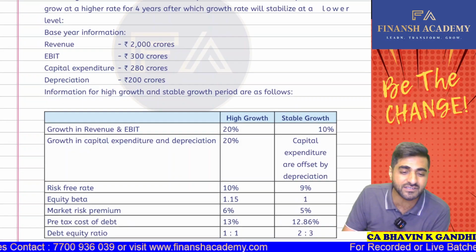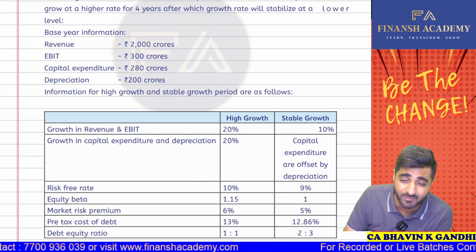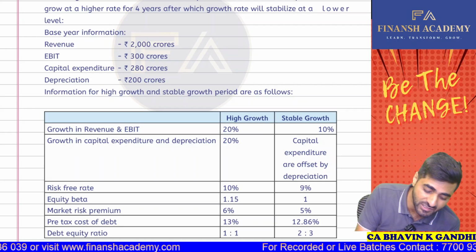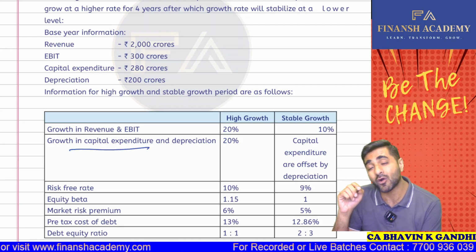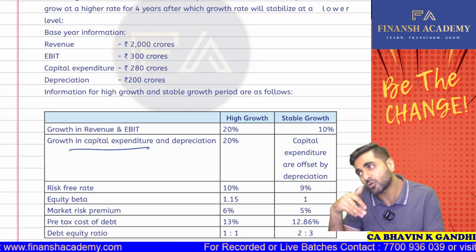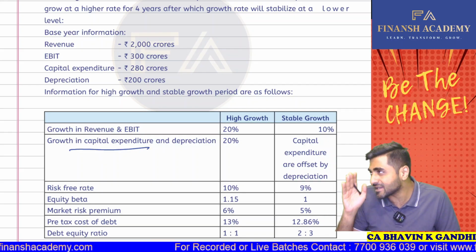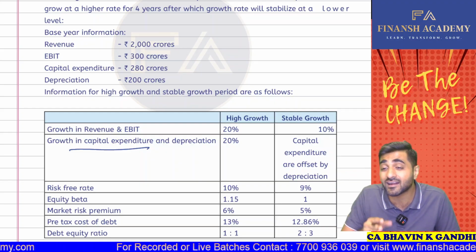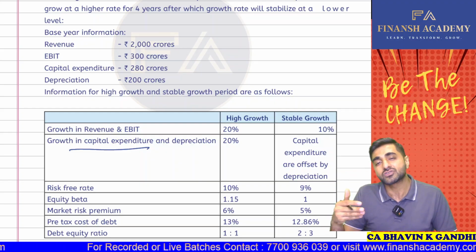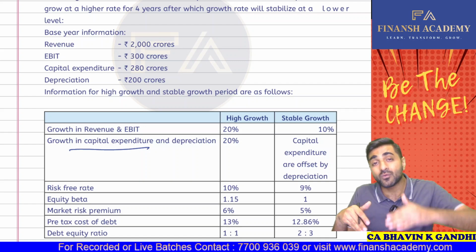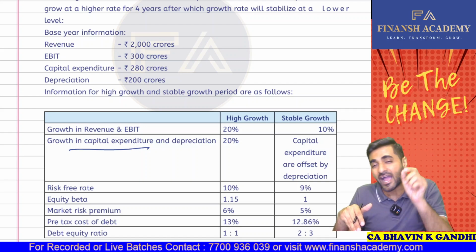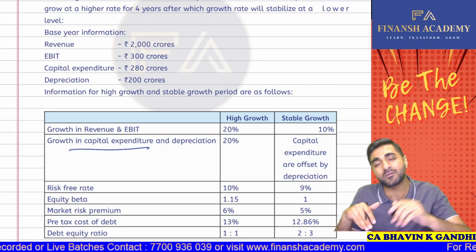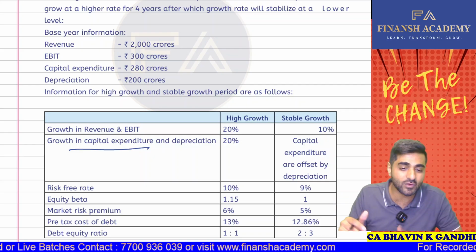So we have high growth, we have stable growth, we have growth in revenue and EBIT, growth in capex and depreciation. My dear students, they have told you growth in capex. So by what percentage the capex is going to grow, they have told you directly. So if suppose in the last year I had spent 100 crores in capex, then in the current year I'll spend 120 crores. So there is going to be an increase of 20 crores. So when I'll be calculating the cash flows, I have to subtract the increase in capex. So that capex will be 120 crores, which will be directly available.